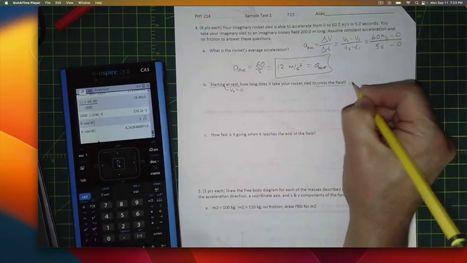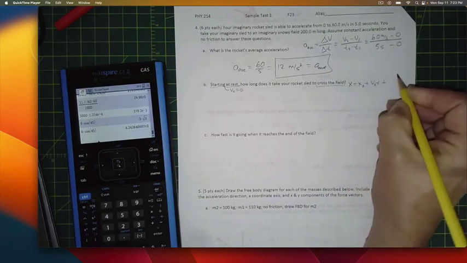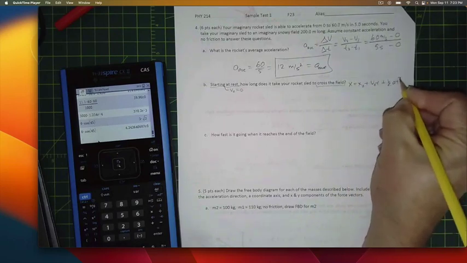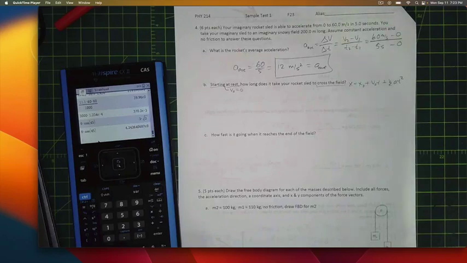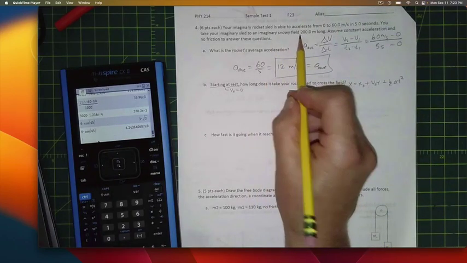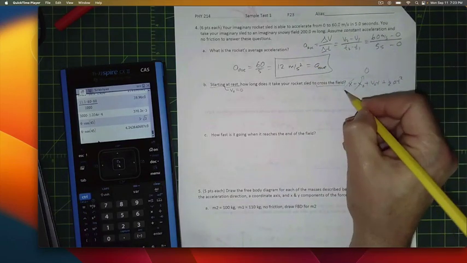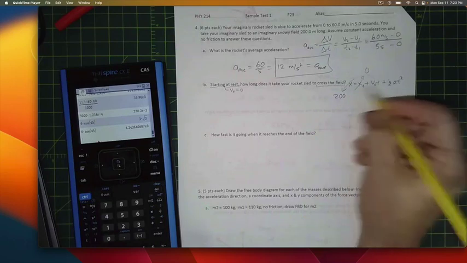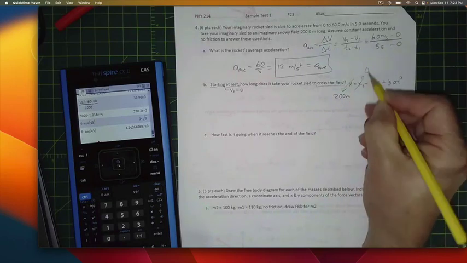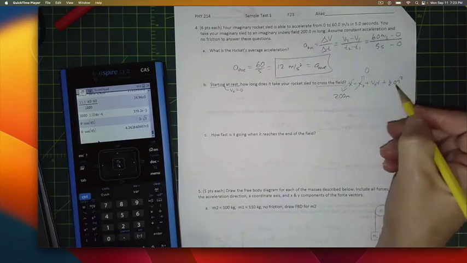So we should have an X equation. X equals X naught plus V naught T plus 1/2 AT squared. We'll assume we're starting at X equals 0 and going across the field, so the total X will be 200. So X naught is 0. X maximum, or X at the condition we're looking at, is 200 meters.